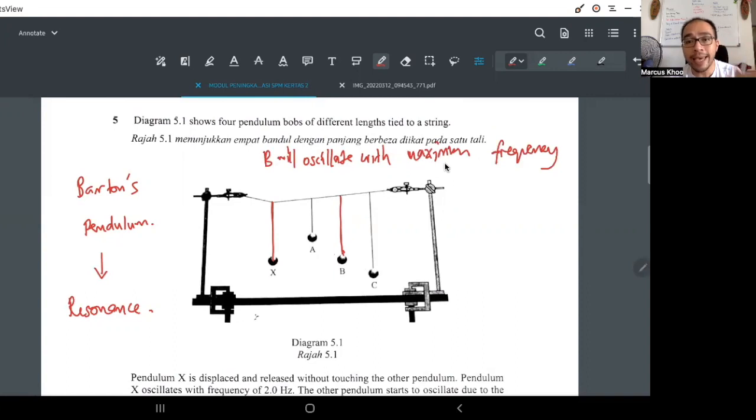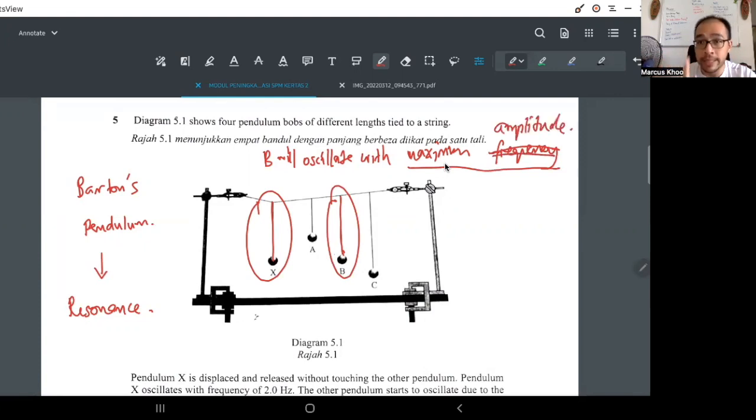It doesn't mean that A and C don't move at all. No, that's not the case. A and C will also move, but they move very little because the original one and B are the same length. So the word is maximum amplitude.